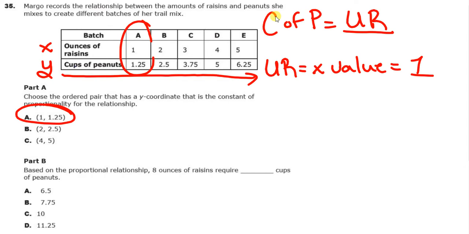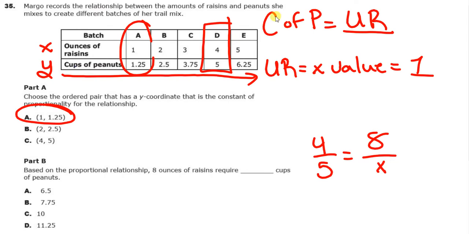Now, part B asks us, based on the proportional relationship, 8 ounces of raisins requires how many cups of peanuts? Well, let's go ahead and figure that out. Now, remember, this is a proportional relationship, so that means we're setting up 2 ratios equal to each other. Now, I'm going to use batch D because there are no decimals in batch D. These are just whole numbers. So I got 4 ounces of raisins to 5 cups of peanuts, and that has to equal 8 ounces of raisins to x number of cups of peanuts.